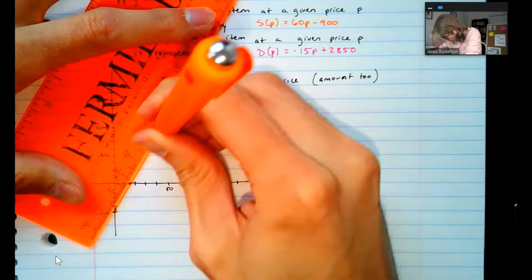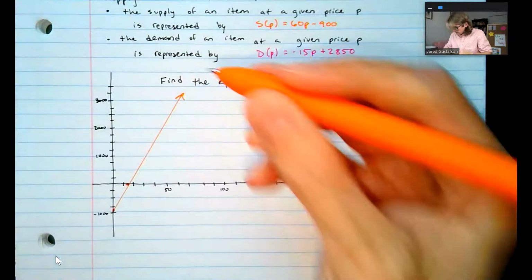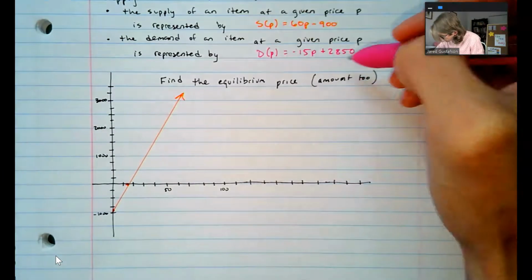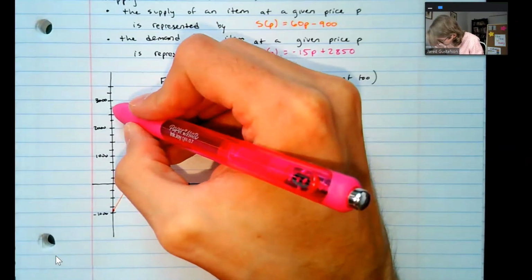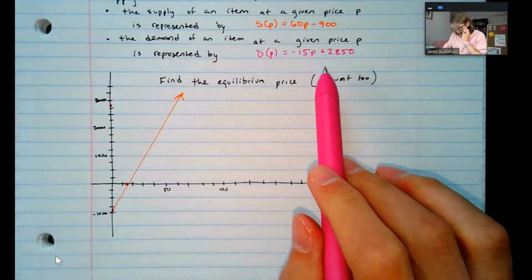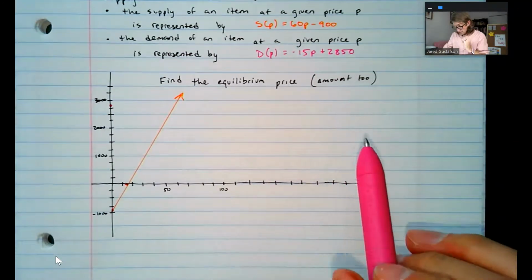These lines are going to look bad, guys. So there's my supply line. How about my demand line? 2,850, 2,750. So it's probably going to be like there-ish. Negative 15. Oh, where's that going to hit the x-axis?